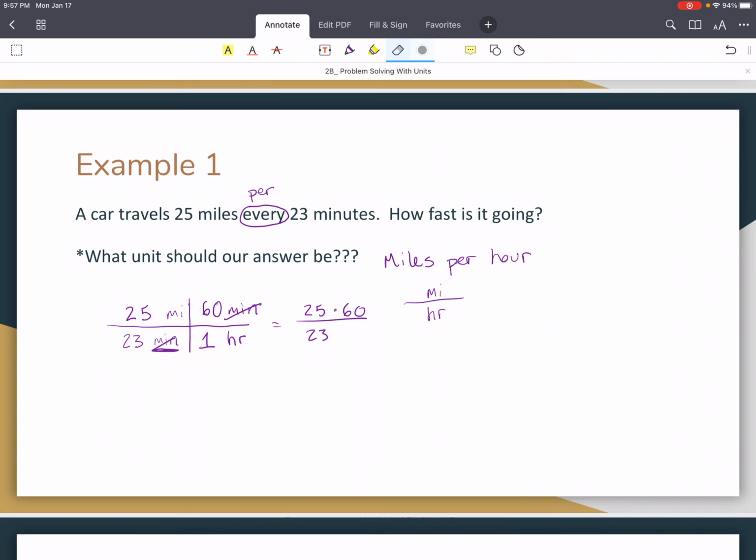I'm pulling out the calculator on my phone because that's what's right next to me. 25 times 60 and then divided by 23. So I get 65.22 miles per hour. Sweet.